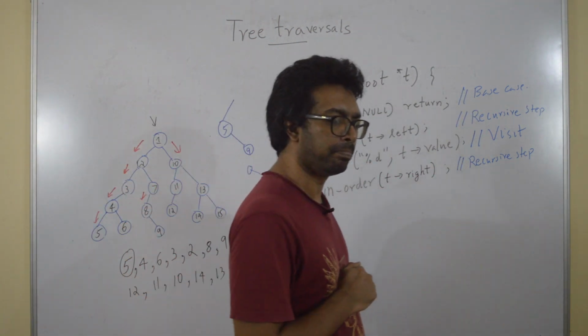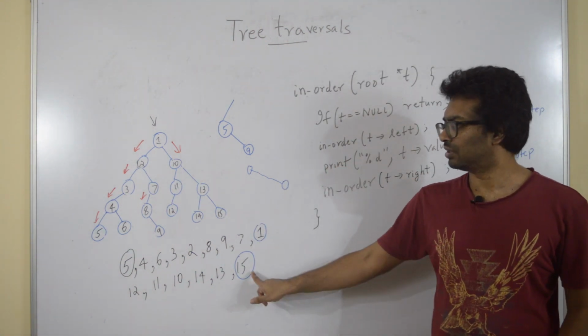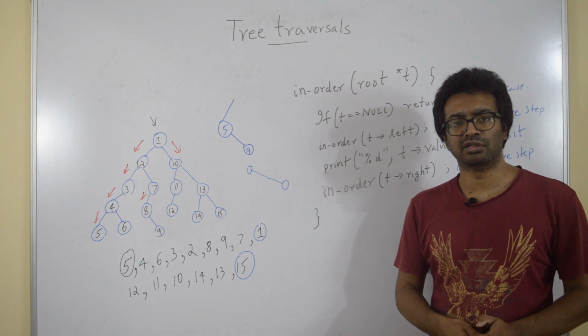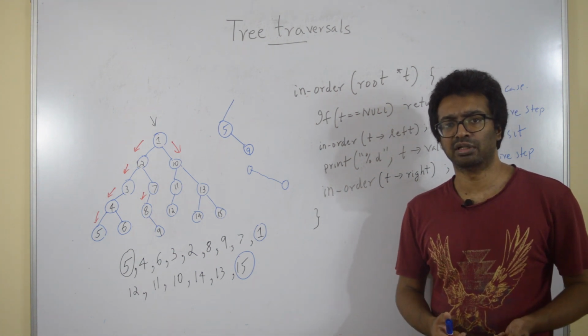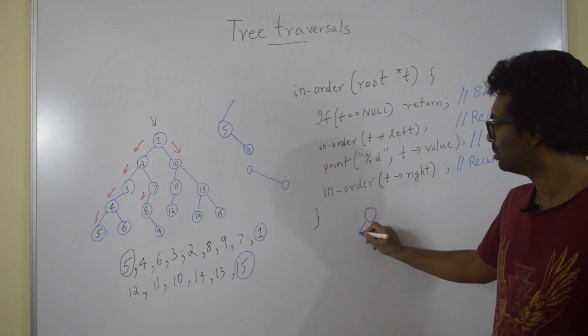Okay. Can the root node be the last element in an in-order traversal? Is there some situation that can happen? Yes, I claim it can. Consider this tree.